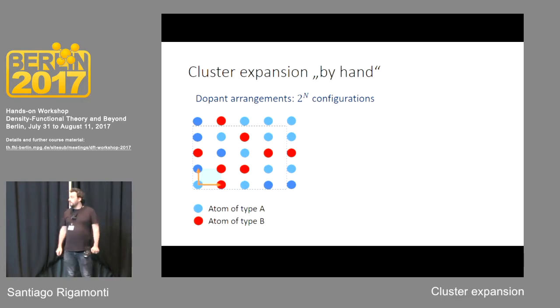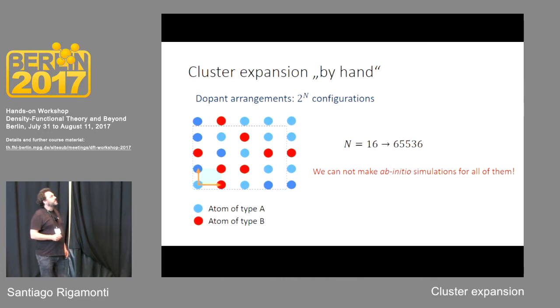But you can build a supercell and make different configurations of the atoms of type B in the supercell. In this case, I am just indicating a supercell composed of 16 different sites, so it's a 4x4 supercell. And the number of possible arrangements here, without taking symmetries into consideration now, just as an example, is 2^n. So for n equals 16 lattice sites, you have this number of configurations. As you can imagine, doing this number of ab initio simulations for every one of those configurations is out of reach.